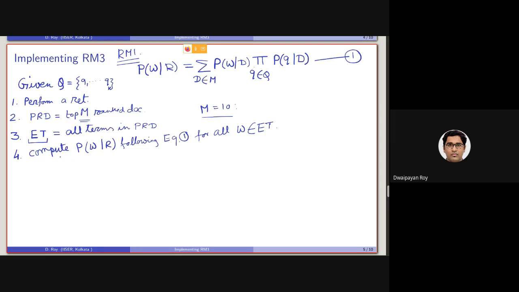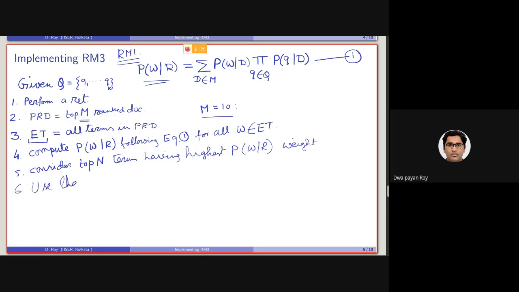And then basically step 5 is consider top n terms having highest P(W given R) weight, this weight, and finally use those n terms as final expansion term. Final.